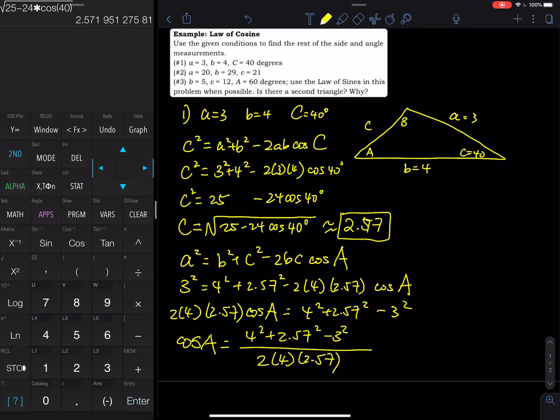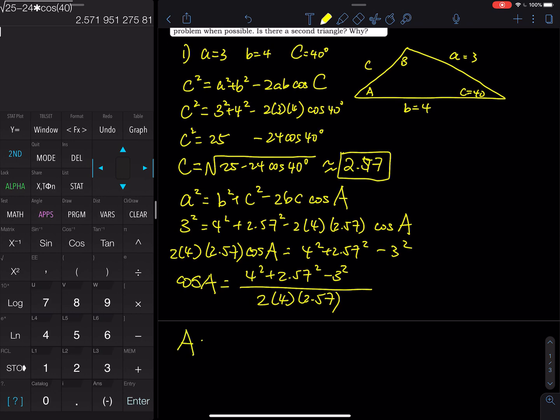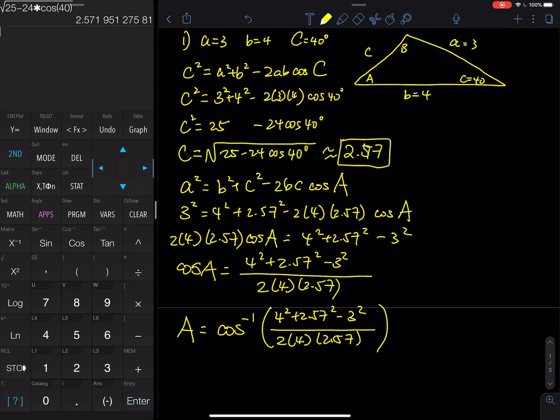And then to solve for A, we take the inverse cosine. So A is equal to inverse cosine. Yes, you use degree mode. 4 squared plus 2.57 squared minus 3 squared divided by 2 times 4 times 2.57. And then you will get the angle measurement for A. So we do second cosine, we get the inverse cosine.